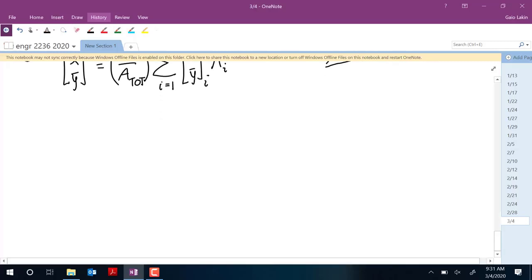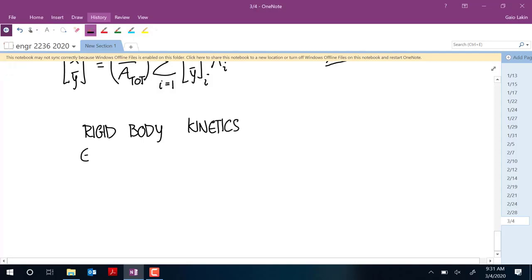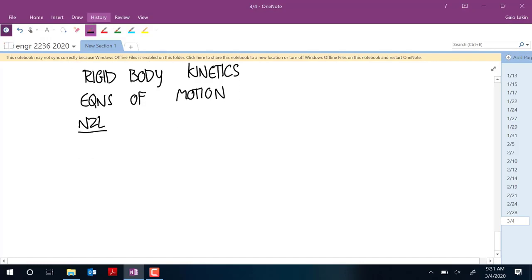Now, going back to thinking overall about rigid body kinetics. The equations of motion are Newton's second law. So that says add up all the forces on the chosen body, and that's equal to the mass of the chosen body times the acceleration of its center of mass.